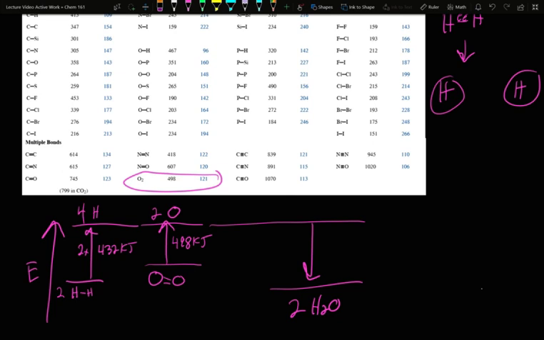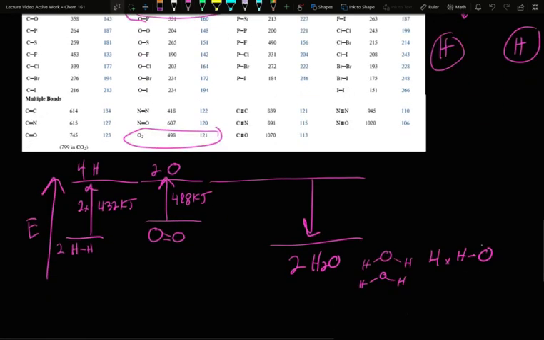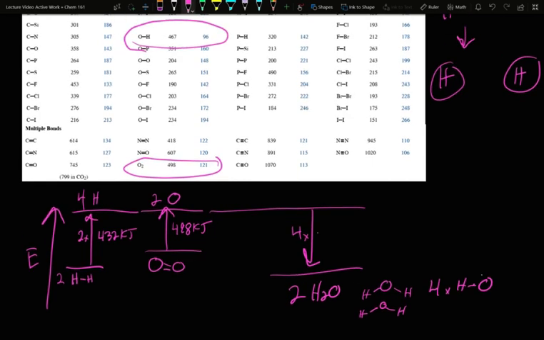How much? Well, what are they really making? They are producing 4 HO bonds. If we go back up and look for HO, we find that it's 467 kilojoules per mole for each bond. So this would be 4 times 467 kilojoules.